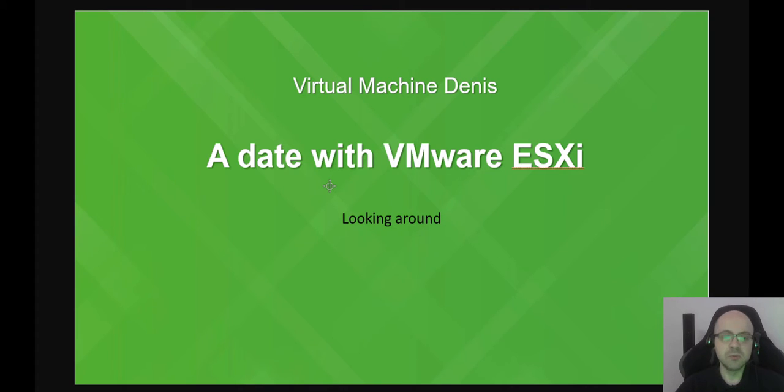Today I'm going to walk you through a few configuration steps and basic operations with the hypervisor by VMware called VMware ESXi. It is a very popular type of hypervisor in many big companies and big data centers. It is a hypervisor which is called bare metal. You install it directly on the hardware.